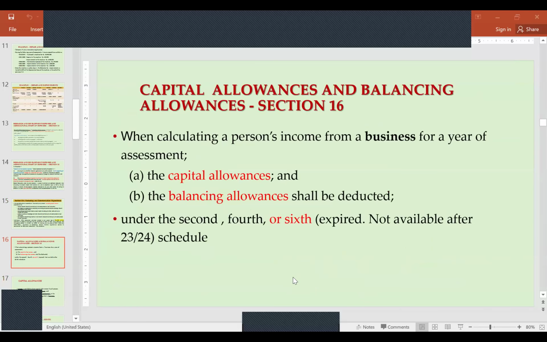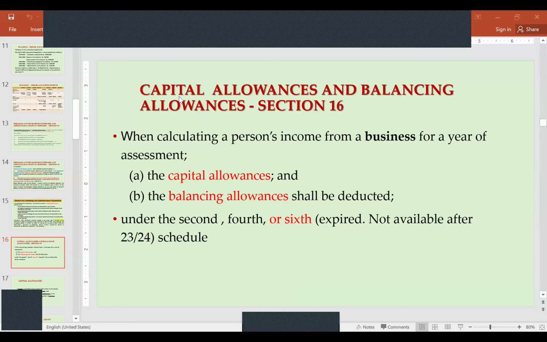Then we can move to the next section, that is section 16. Section 16 is applicable for capital allowances and balancing allowances. So what is the capital allowance? What is the meaning of capital allowance? What is the term we are using in the accounting field for capital allowance? We have a capital allowance deduction.